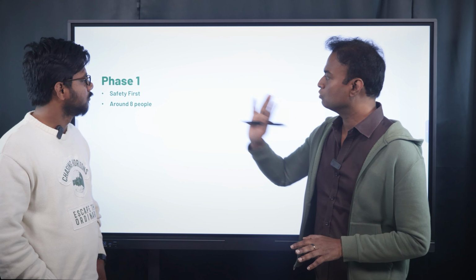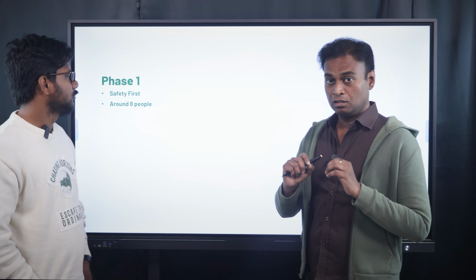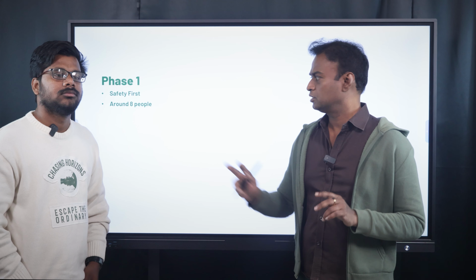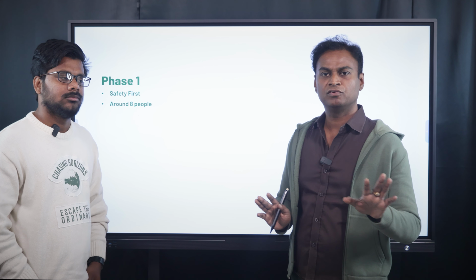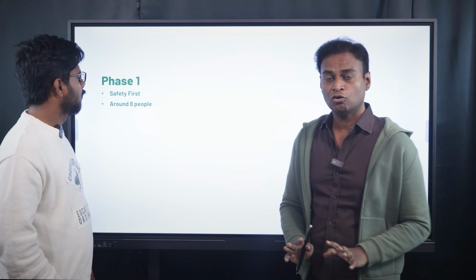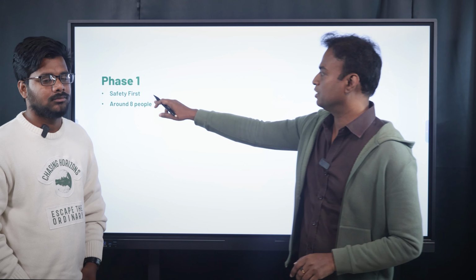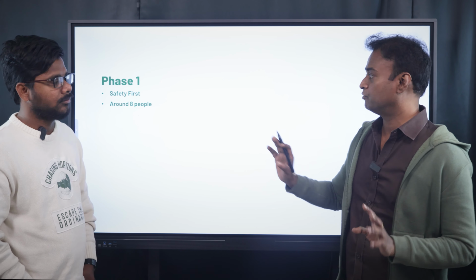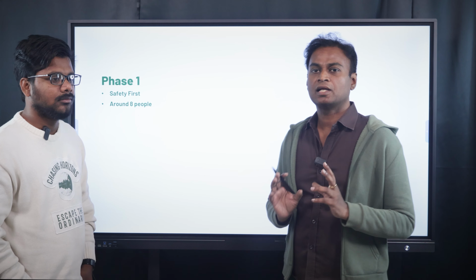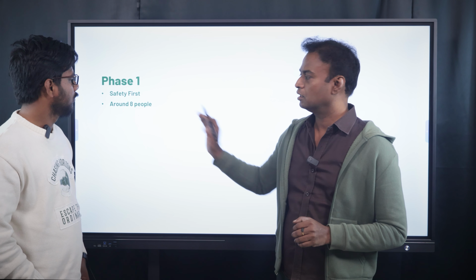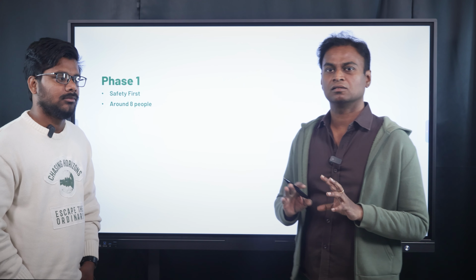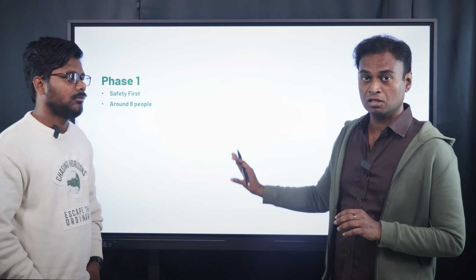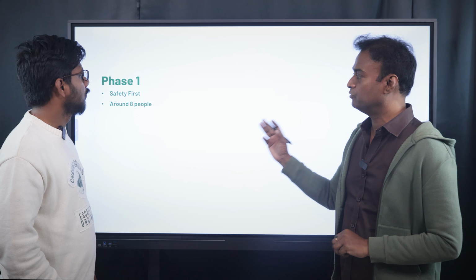What do we do in phase 1? The main objective, see, it will have two objectives: safety and efficiency. But the main objective of phase 1 is safety first, whether the drug is safe or not. That is the first one. On an average, it is done on 8 people. And these are only healthy people. It is not done in diseased people. These are the three points in phase 1.